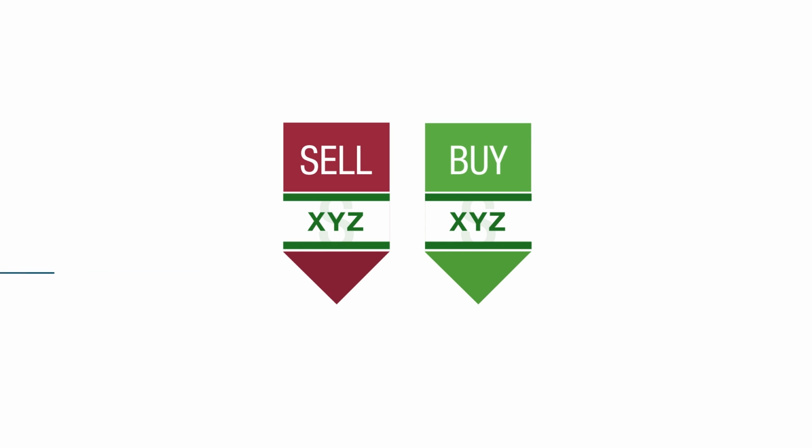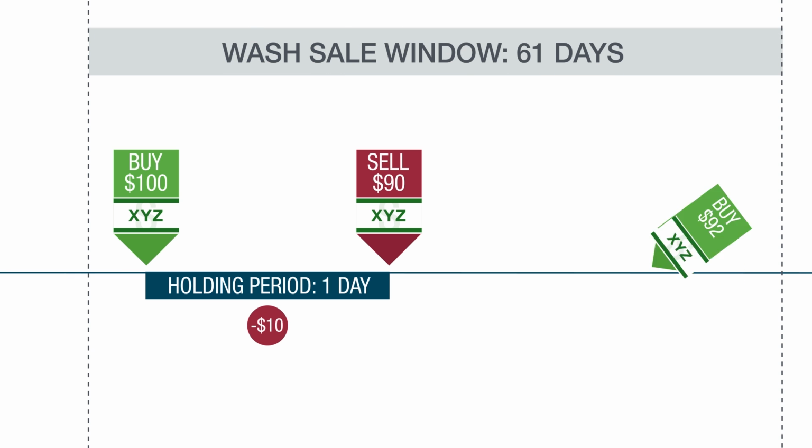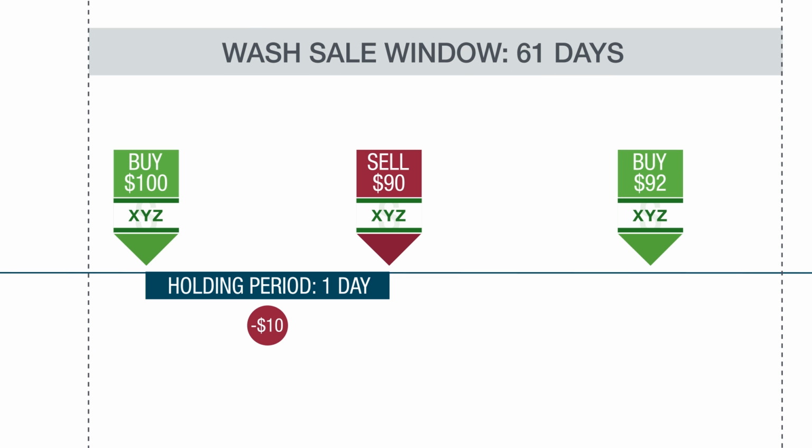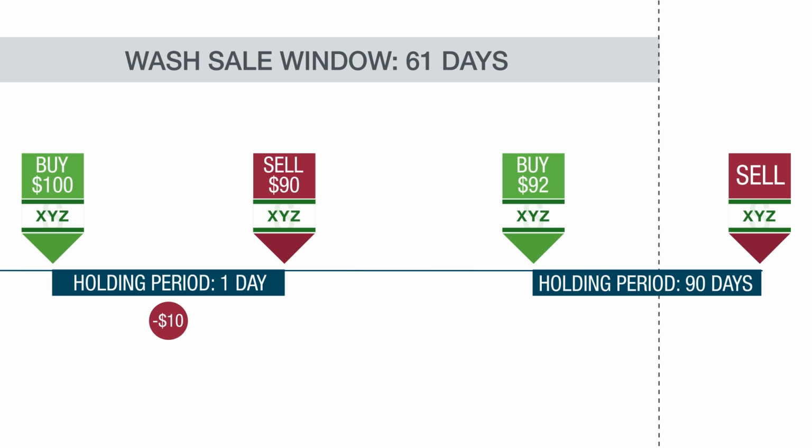Here's the first example. On Monday, an investor purchased a share of XYZ stock for $100. Tuesday, the stock fell to $90, and the investor sold it for a $10 loss. Then on Wednesday, he repurchased the stock at $92. No additional wash sales were made, and our investor sold the new shares a few months later. When he reports these transactions, both the cost basis and the holding period are adjusted.